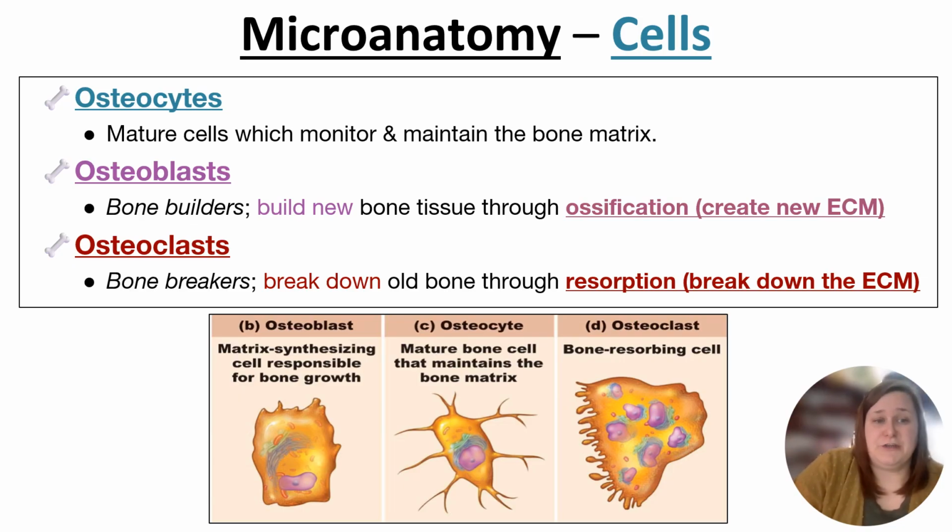We also have osteoclasts, and osteoclasts are going to be our bone breakers. So they break down old bone through the process of reabsorption. The reason why this is important is because sometimes bone just wears out and needs to be replaced, but also we might have a bone that breaks and heals incorrectly or something like that, and these can help in that process of remodeling that bone when it needs remodeling. I definitely want you to know all three of these types of bone cells.